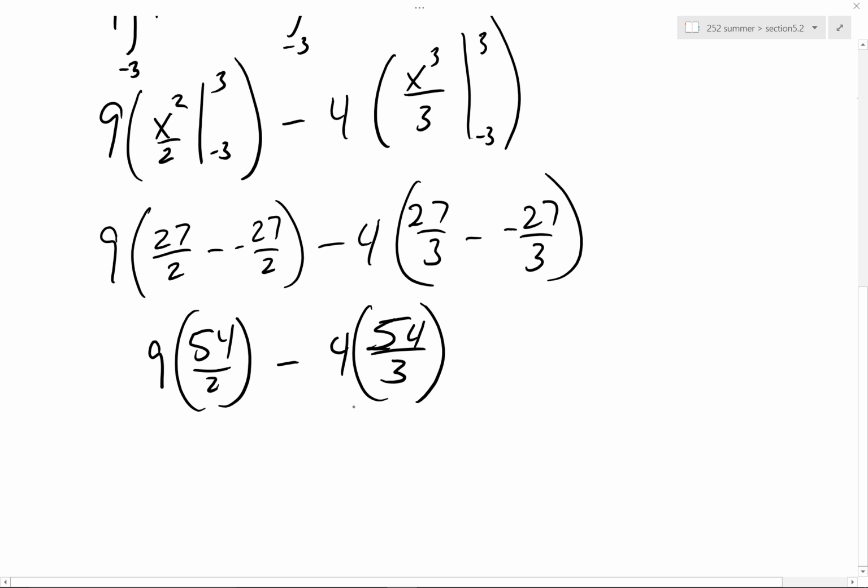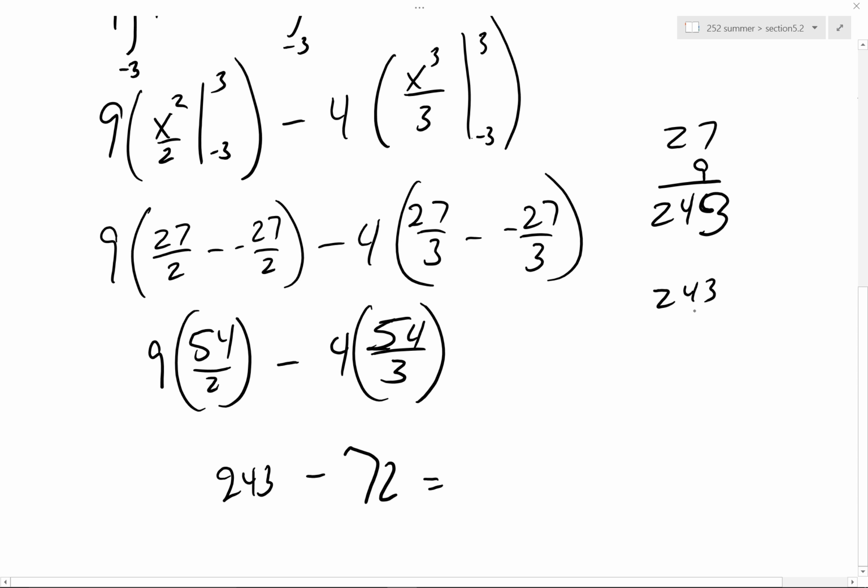times 4, which is 18 times 4 is 72 on this end, I think. And then this one is 27 times 9 is, I don't know. That makes sense. 243 minus 72. 171. Ta-da! And that's it. That's all there is to that. Okay? Not very difficult. They just wanted you to see that.